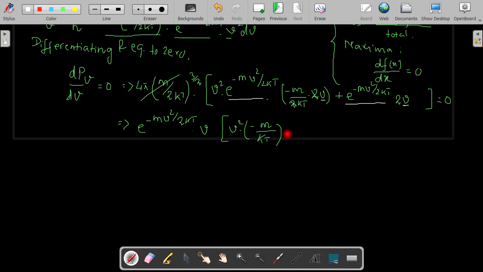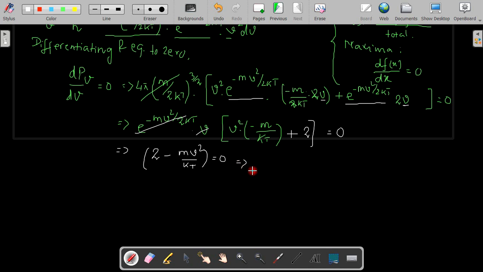take the second part now, plus, and in the second part, if I have taken this and this common, we have just left with the term 2 is equal to 0. So again, you can just get rid of this. So we are finally left with 2 minus mv square divided by kt and equated with 0, right.